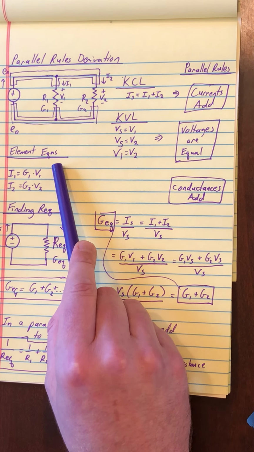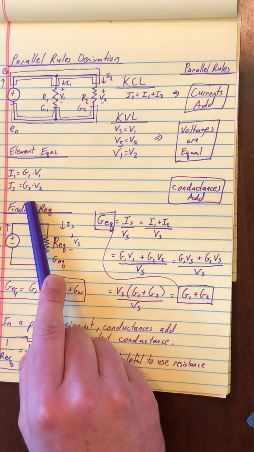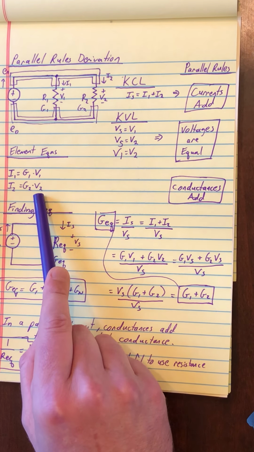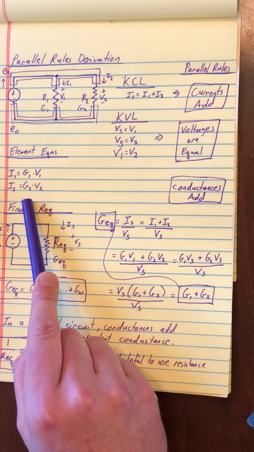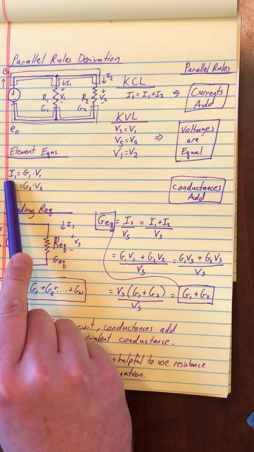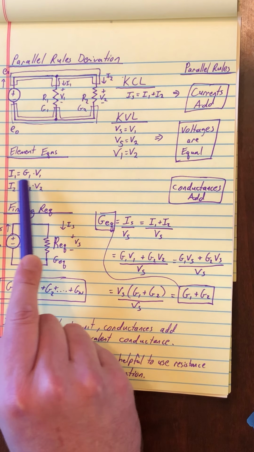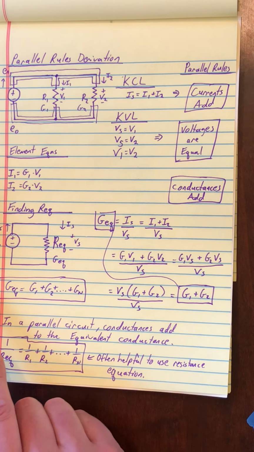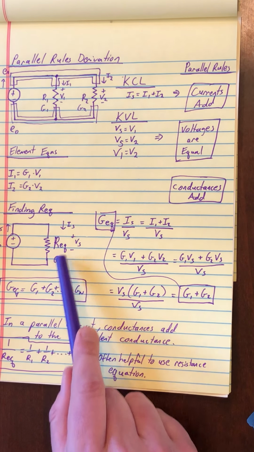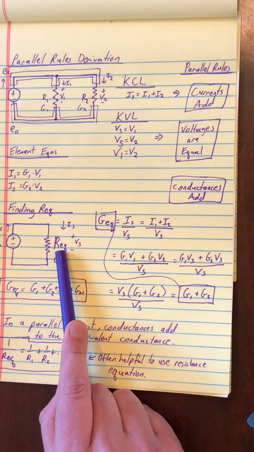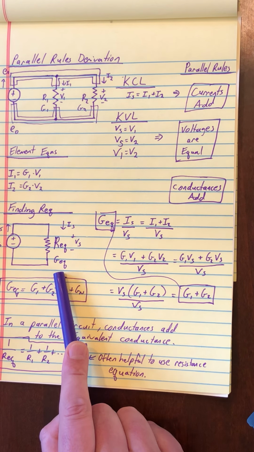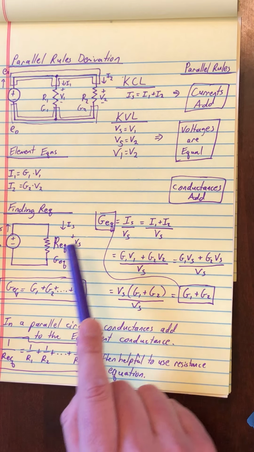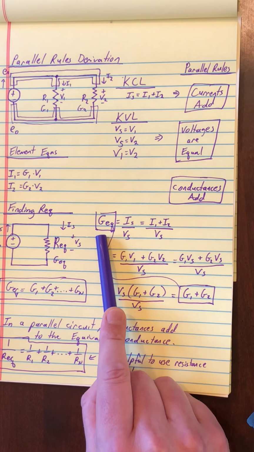So for the element equations here, I wrote them in the conductance form because in deriving the equivalent resistance, it's actually a little easier to go through the conductance method first. So the current here, according to Ohm's law, is the conductance times the voltage for element 1, and the same for element 2. And so here's the equivalent circuit. We want to find the equivalent resistance and the equivalent conductance, and I've labeled everything again in this circuit.